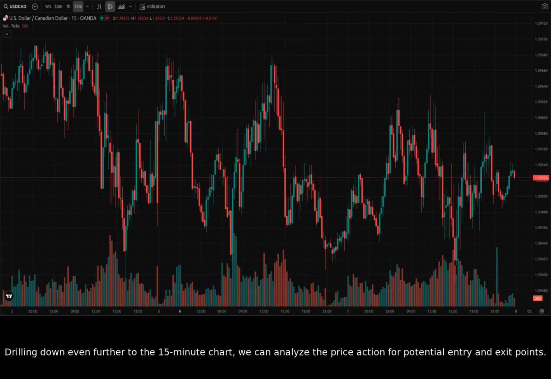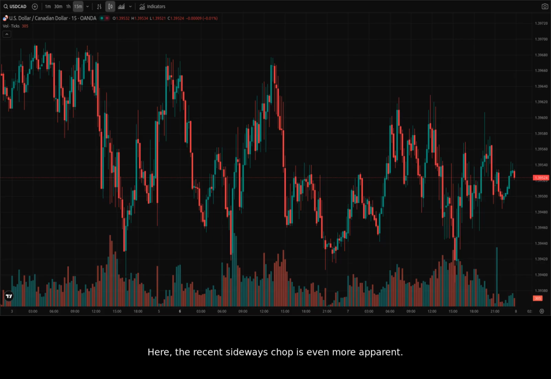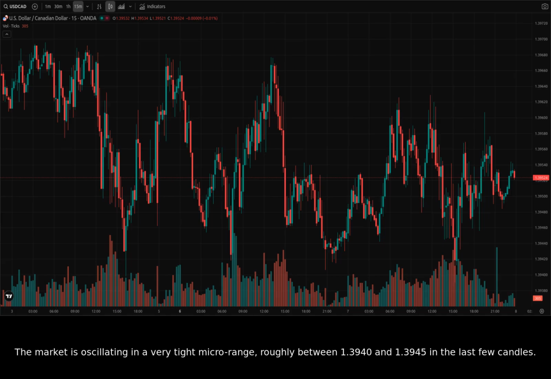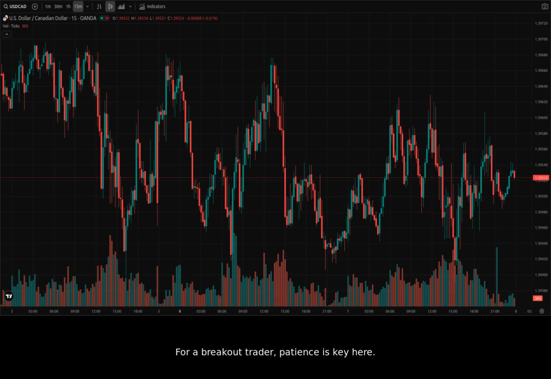Drilling down even further to the 15-minute chart, we can analyze the price action for potential entry and exit points. Here, the recent sideways chop is even more apparent. The market is oscillating in a very tight micro-range, roughly between 1.3940 and 1.3945 in the last few candles. This is a classic scalper's environment, where traders might look to buy at the bottom of the range and sell at the top. For a breakout trader, patience is key here.